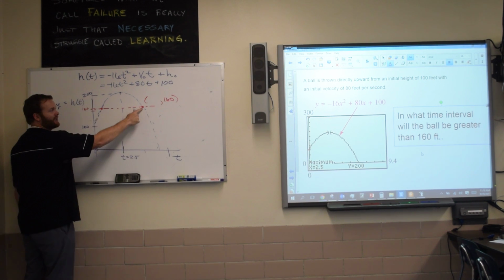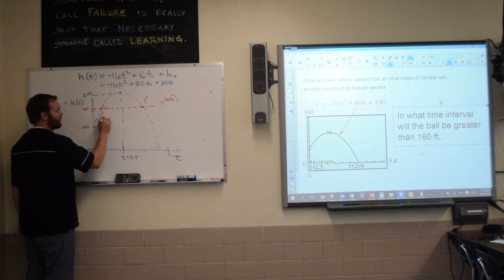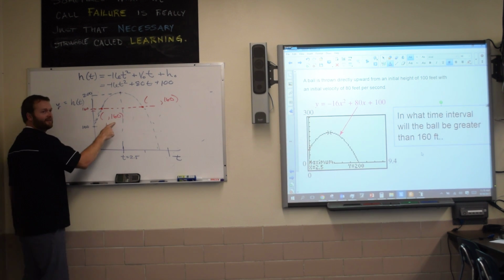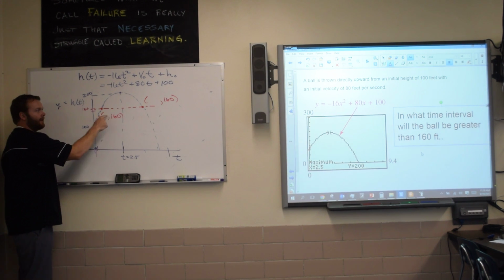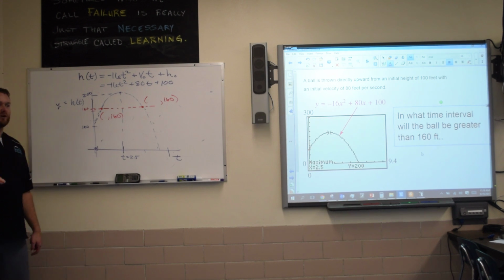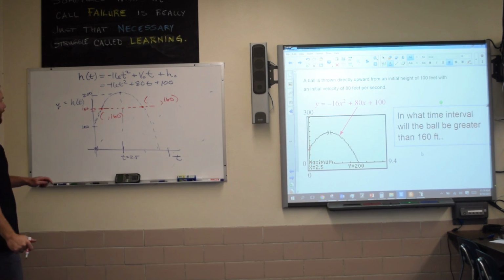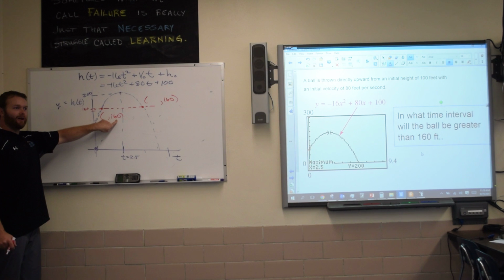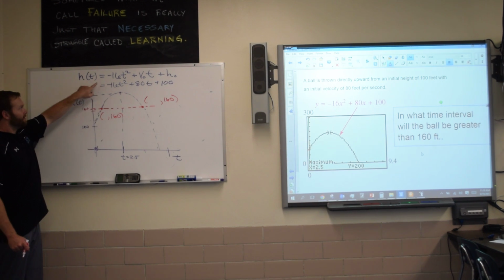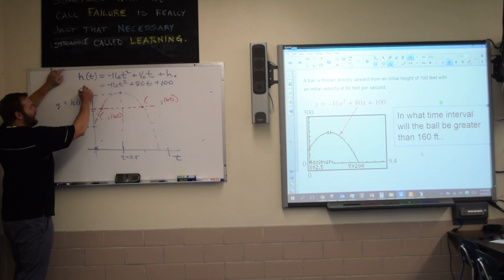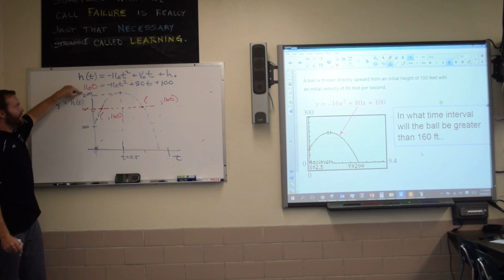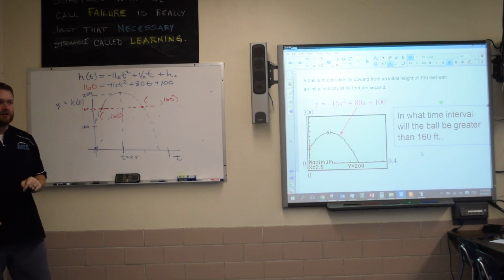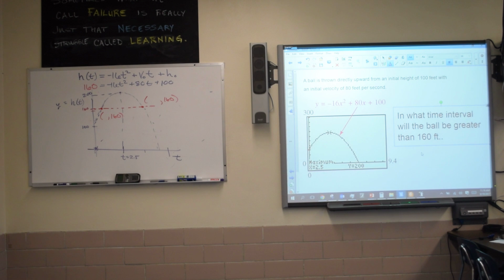Isn't the y value of that spot 160? Isn't the y value of this spot right here 160? Okay. Now we're trying to find the t value that's associated with this. Remember that's an h of t value, right? So can I say that h of t is now 160, set equal to my quadratic equation that will solve then for t?